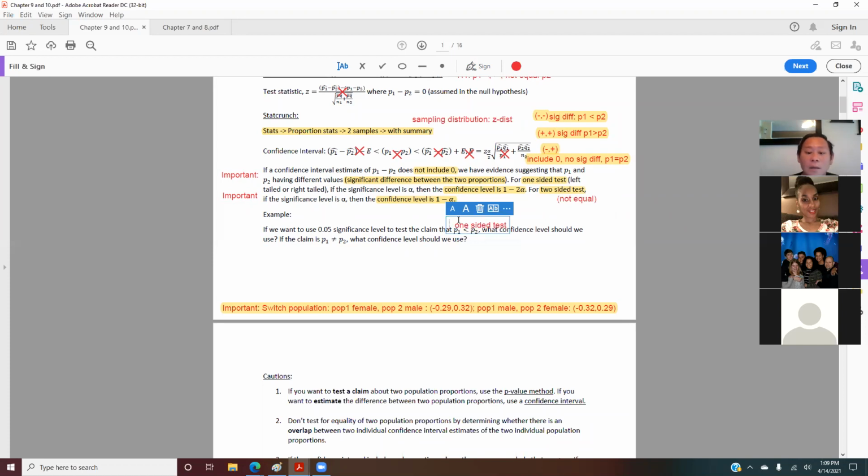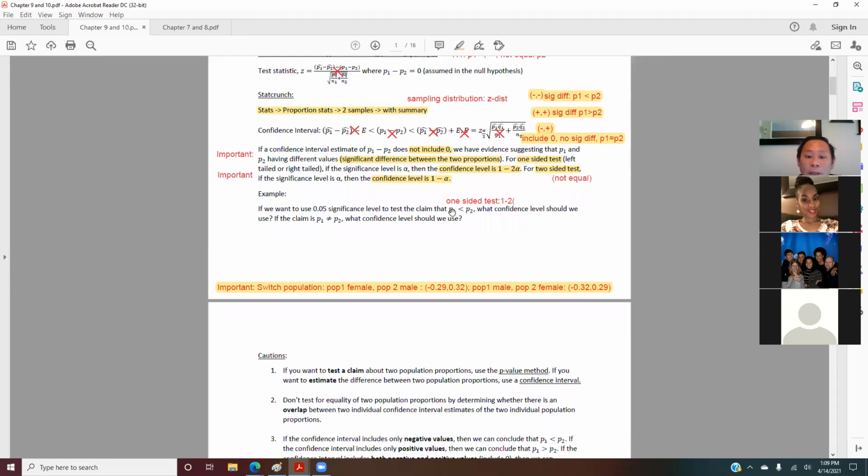And for a one-sided test, what is the formula we will use? It is 1 minus 2 alpha. And for a two-sided test, it is not equal. That would be the next one. So for this case, it's a one-sided test because P1 is less than P2. If it's not equal, like in the second example here, we will do that next. There are two questions here, so we are doing this one first, and then we're doing the next one.